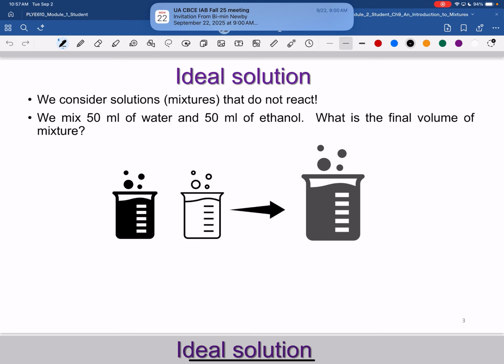Okay, so the first question I have here for you to think about, and it is in your book also. It's a typical question that we ask in phase equilibrium thermo. You have 50 milliliter of water and the same volume of ethanol. Mix them together. What is going to be the final volume of this mixture? I will give you 3 options. It's going to be exactly 100 milliliter, more than 100, or less than 100.